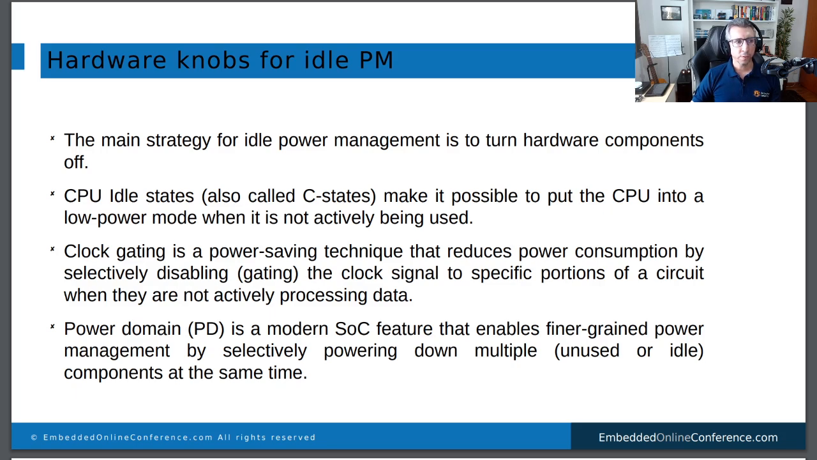At the hardware level, there are several, I'm calling them knobs, several knobs that make it possible to save power. For idle power management, for example, CPUs nowadays have what they call idle states. Sometimes they also call them sleep states or C states. Those are states where the CPU is in power save mode.